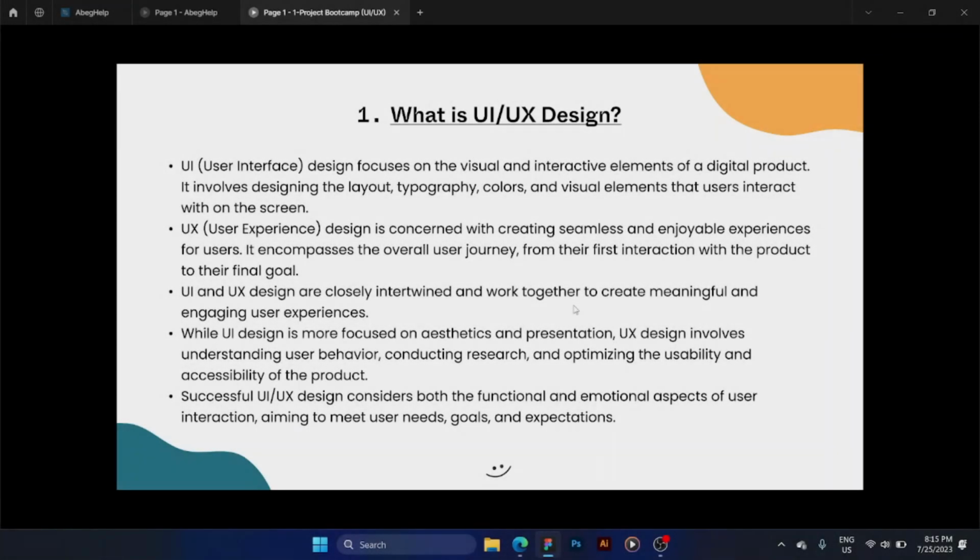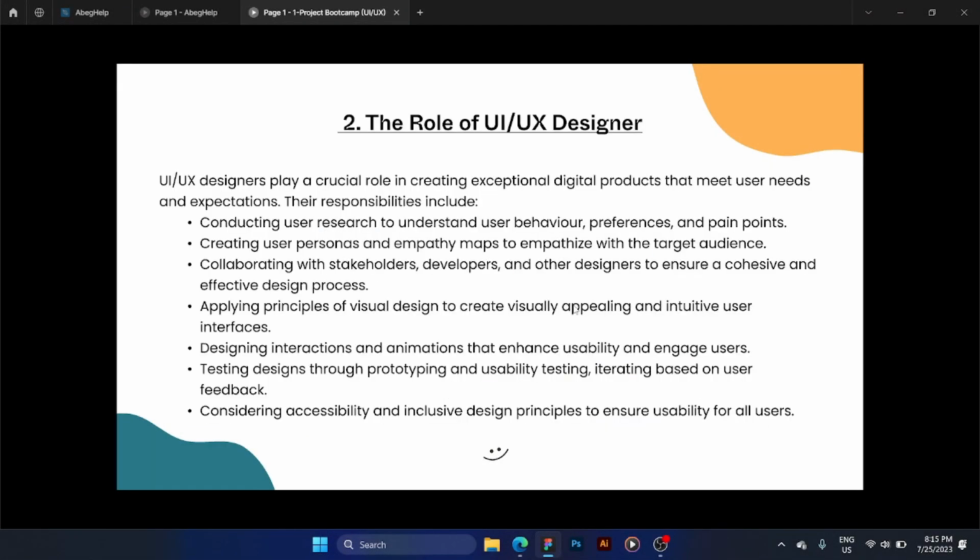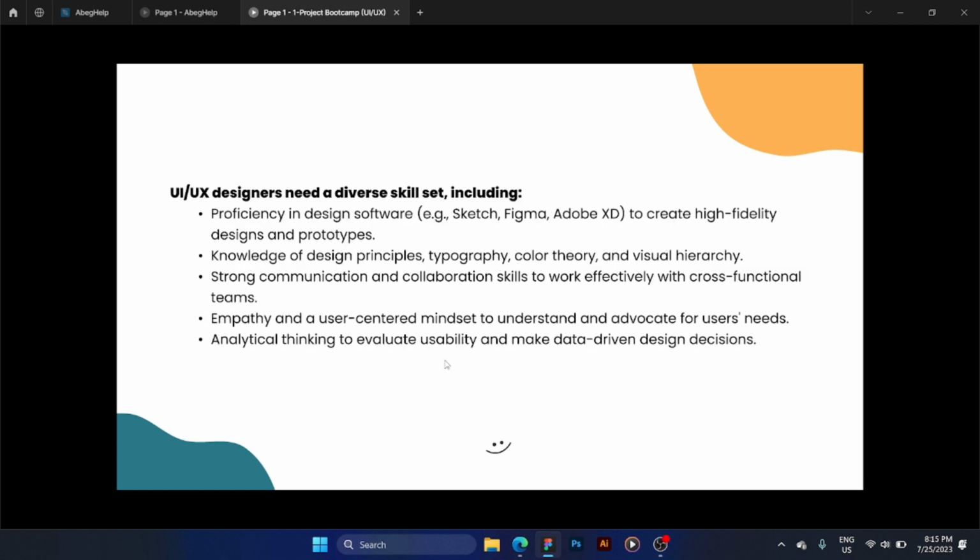So let's move on. We also spoke about the role of a UI/UX designer, and the fact that we conduct research to know what the user likes, their pain points, their behavior, what they like and what they don't like, and we try to understand every bit of what we need to understand about the user. And then we talked about the skills that as a UI/UX designer you need to have at your fingertips.